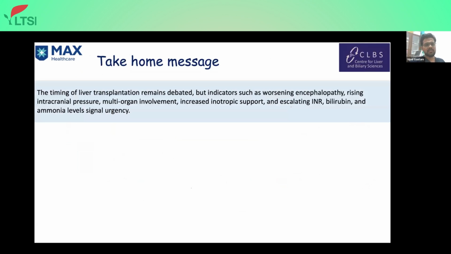So when to proceed for the transplant? The timing of liver transplantation remains debated, but indicators such as worsening encephalopathy, rising intracranial pressure, multi-organ failure, increased inotropic support, escalating INR, bilirubin, ammonia, just like the delta values we initially talked about, they signal urgency.